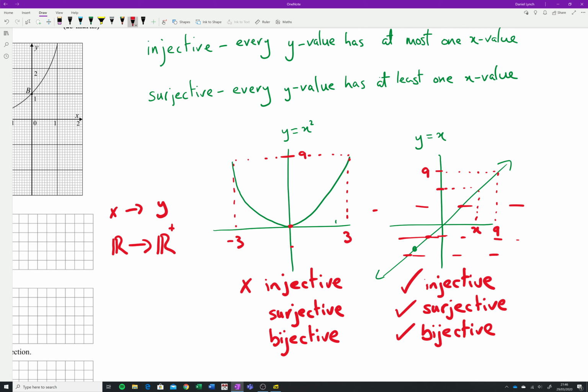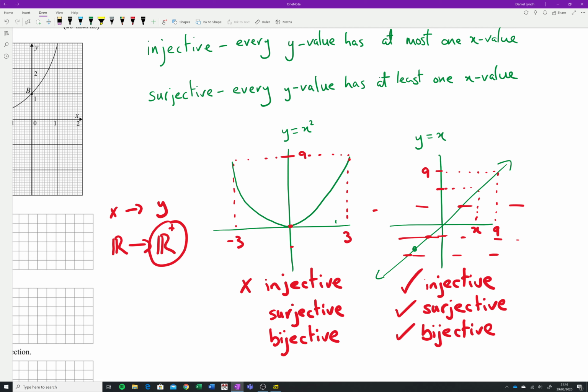But have a look at surjective. Is every y value covered? Now look what they can do. They can specify that the only y values that you look at are the positive y values. I'm going to take all the positive y values. Do all of them have at least one x value? Well, if you perform the test, and you're only testing on the positive values, every time you draw the line, you will definitely end up hitting the curve.